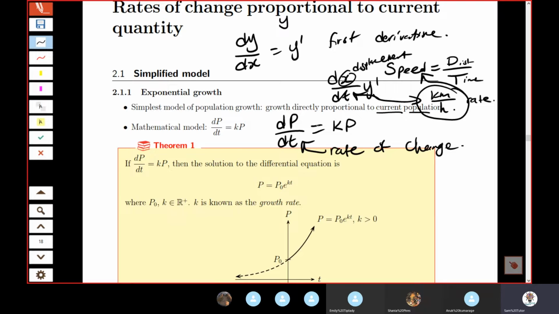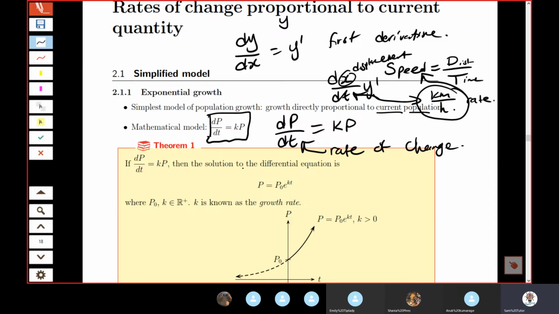But for now, all you need to know is when we say this, dP/dt or even dy/dx, it's really a rate of change. It's the rate that the population is changing with respect to time. Now, what we know is that all exponential growth questions are this: dP/dt = kP. That's great. There it is.